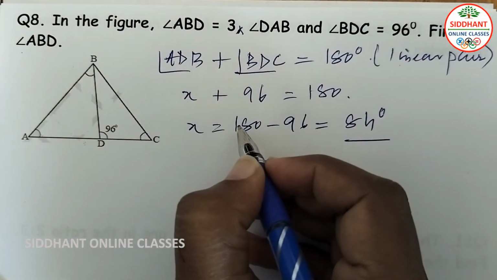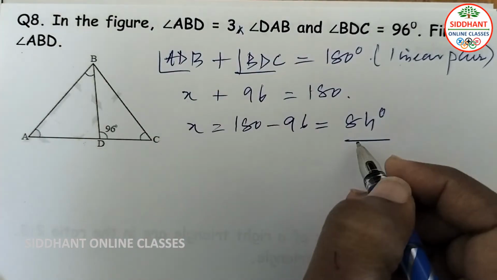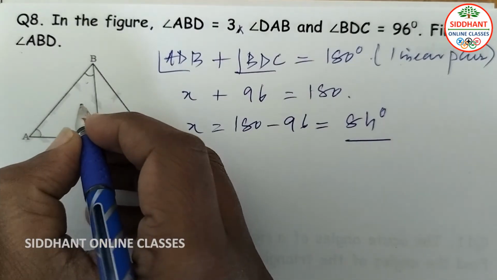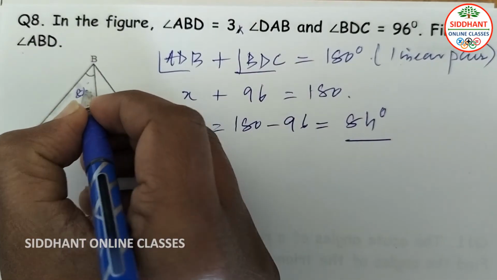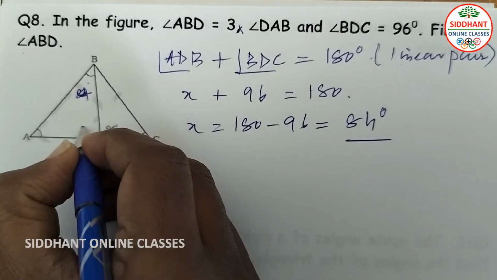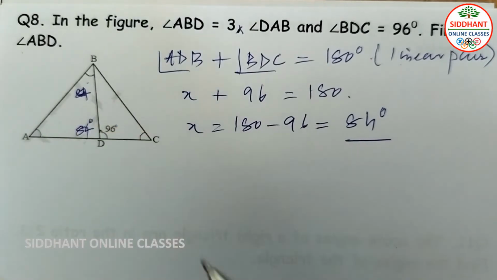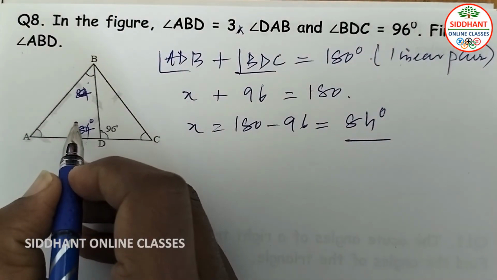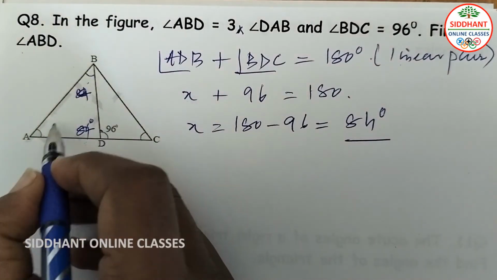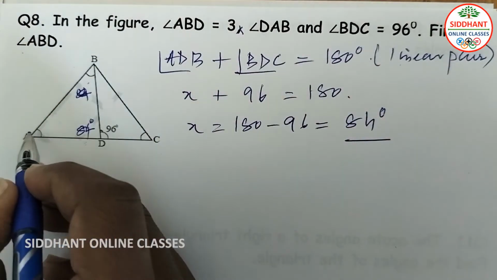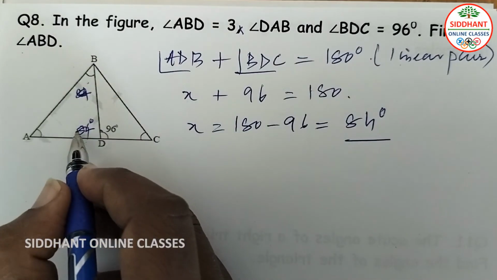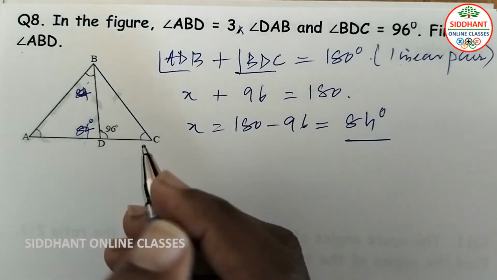That is ADB here. So the angle we know is 84 degrees here. So this is 84 degrees. Now we are going to find out this angle and this angle. So triangle ADB is a triangle which has 3 sides. The sum of the angles will be equal to 180 degrees here.